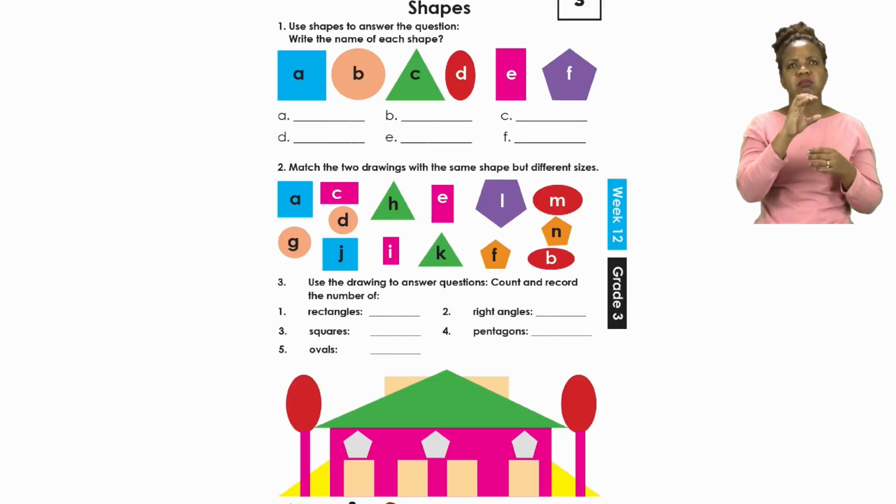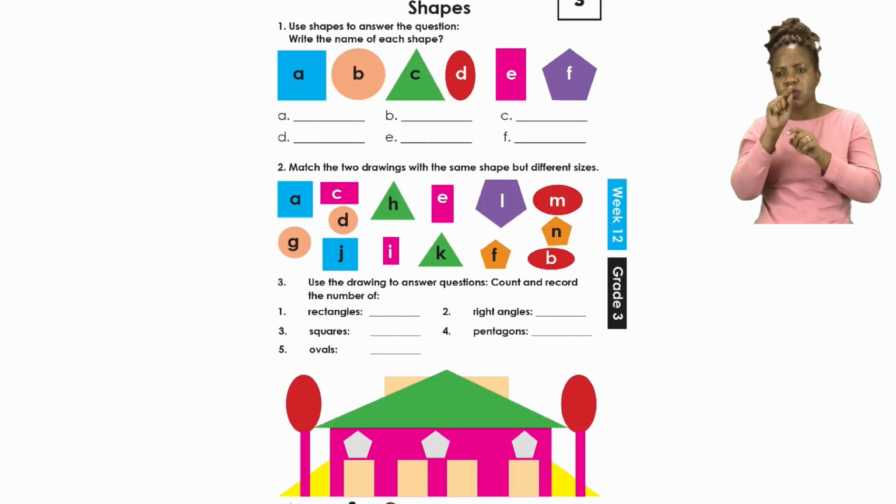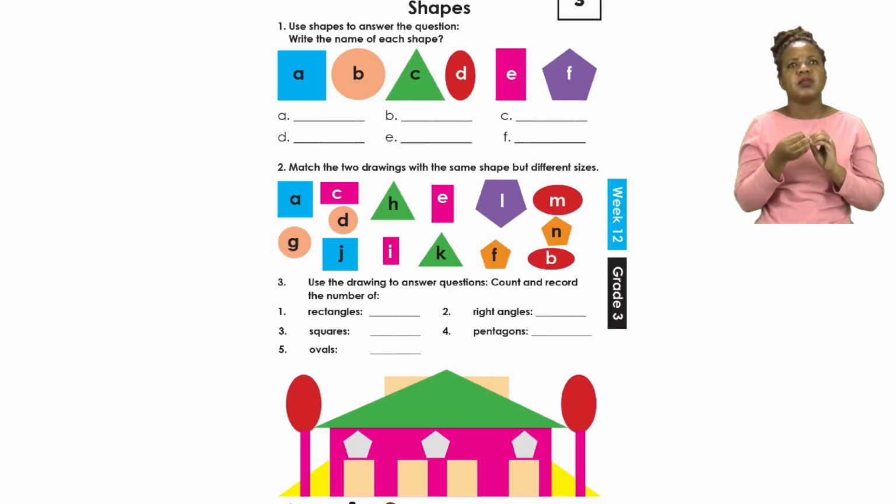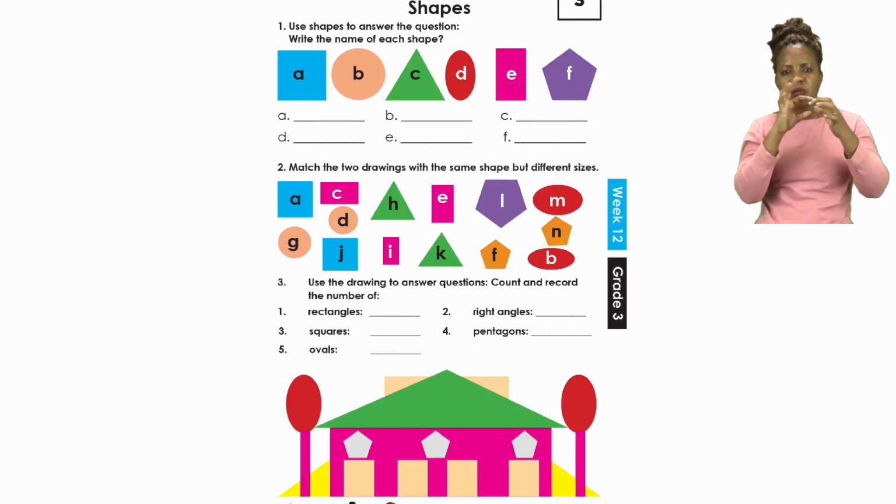And then number 3 is saying, use the drawing to answer questions. Count and record the number of. So you need to count the number of rectangles and squares and ovals, the right angles you can see, and the pentagons you can see in the picture below. Take your time with all of these, boys and girls. Try very hard to spell them correctly, and if you're not sure, count the sides, count the corners, count the right angles, and try hard to make everything be filled in. I know it's tempting to leave some out, but try and match them very completely as well as to fill in any missing information. I will see you soon after our advert break.